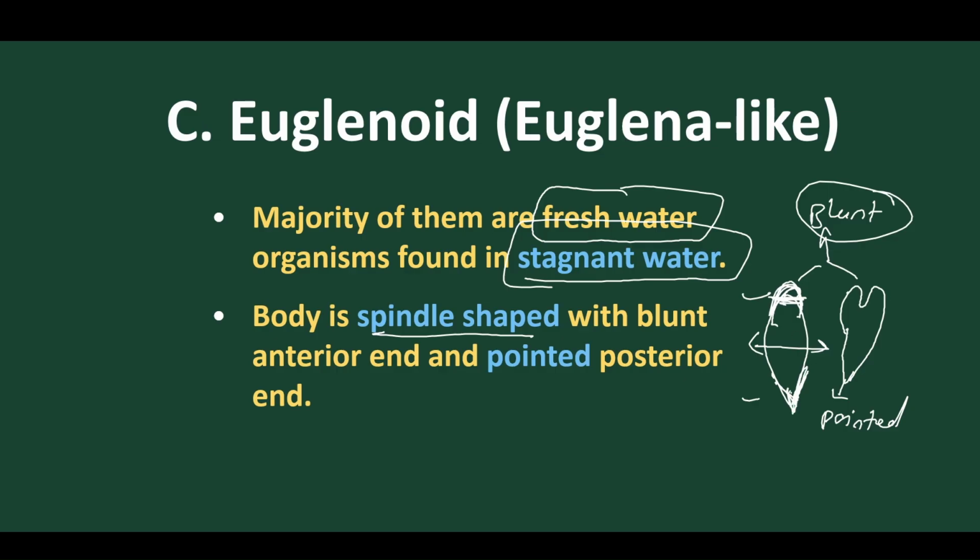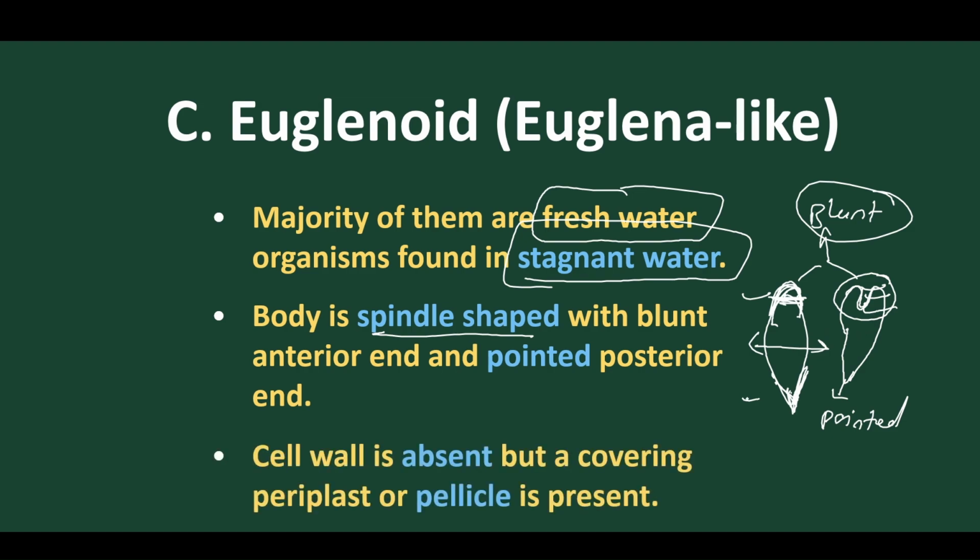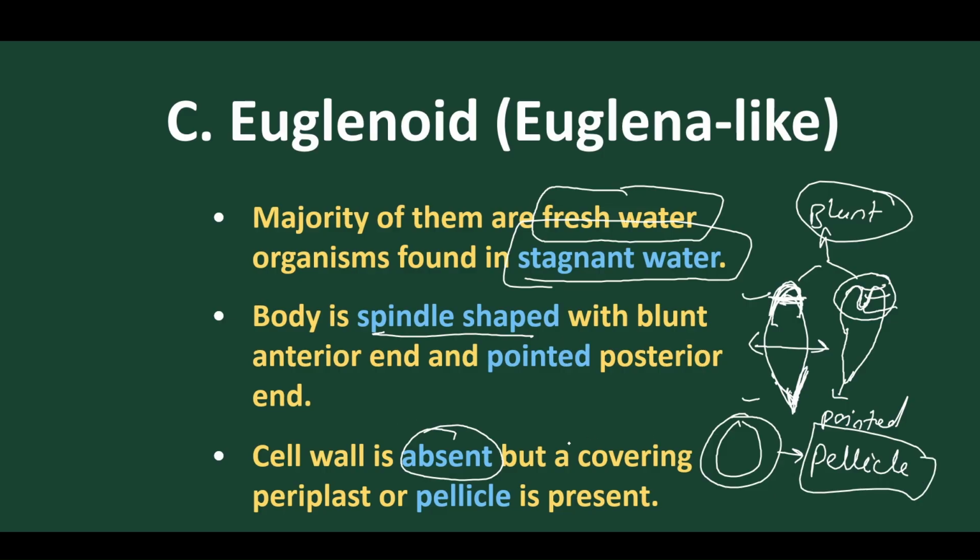Why is the anterior end not pointed? Because it is differentiated into animal-like nature. You will find the animal character: the mouth present, the pharynx present, the reservoir present. We'll discuss that later. Cell wall is totally absent. But the body is covered by an elastic protein covering, and this covering is called pellicle. They don't have a cell wall.